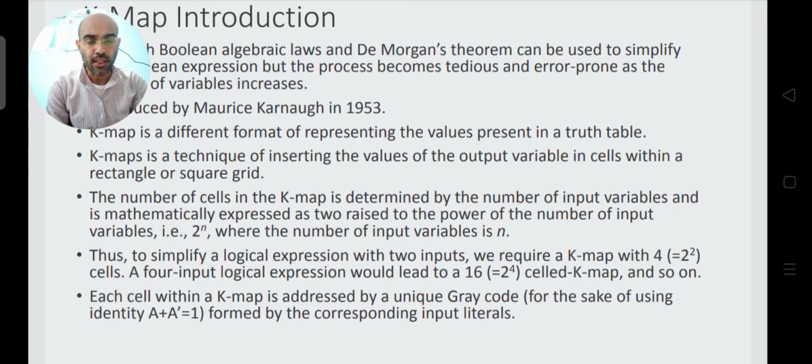The basic rule to solve the K-map is the Boolean identity which we have seen earlier, which is A plus A bar is equal to 1. The basis of why this K-map is able to simplify these expressions is that indirectly we are applying A plus A bar is equal to 1. This identity is actually the base of your K-map.